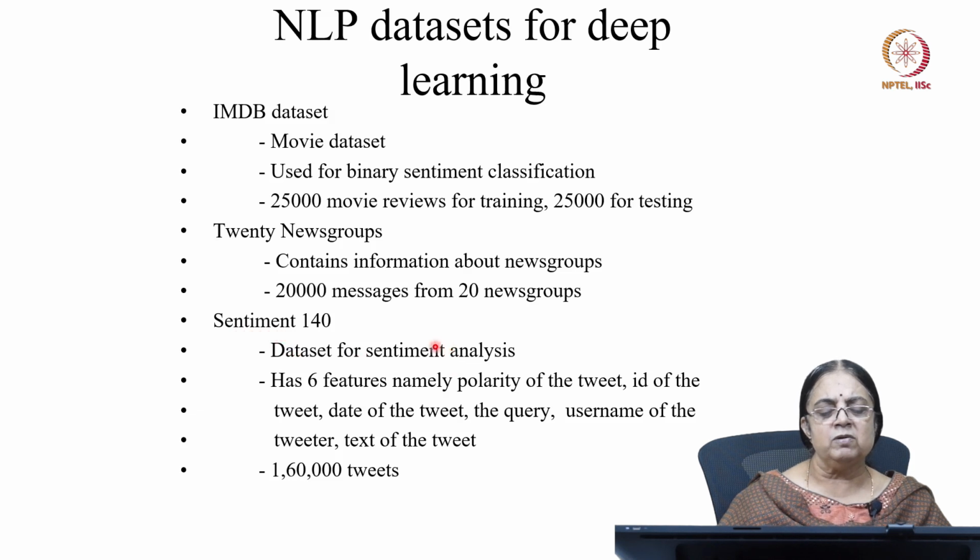So you have tweets. So what are tweets? Tweets basically have a maximum of 140 characters. So they may not be proper sentences, given the way people tweet. It has 6 features, namely polarity, ID of the tweet, date of the tweet, the query, username of the tweet and text of the tweet. So you can use all these to carry out sentiment analysis.